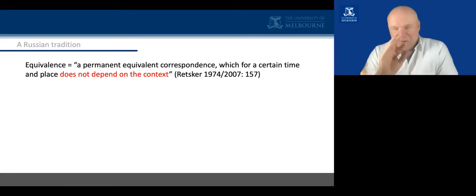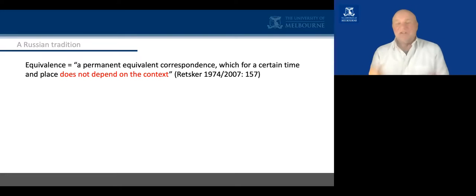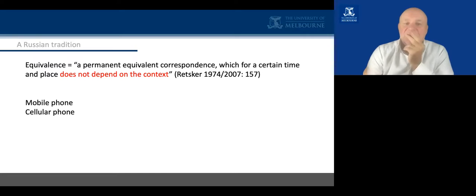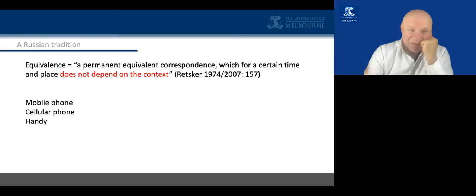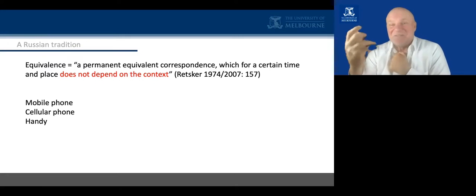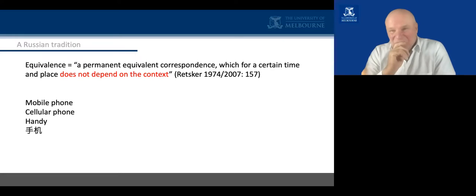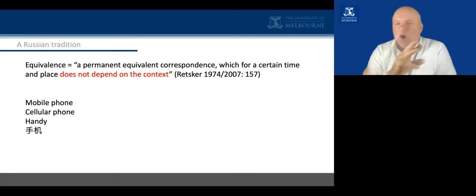So this is not a lecture on equivalence. I'm just warning you, if you're reading any translation theory out there, the meaning of that term has changed radically over time. Retska, example of equivalence, a mobile phone in the United States is a cell phone in Australia and in Britain, I think. In German, it's ein Handy, which I love as a neologism, ein Handy, and there's your Chinese as well, okay? Fixed terms, equivalence in that old sense.